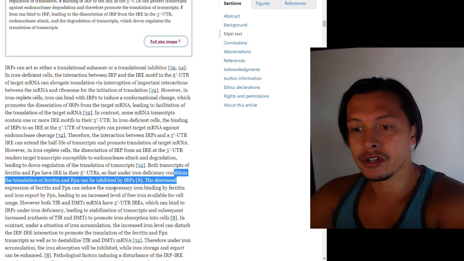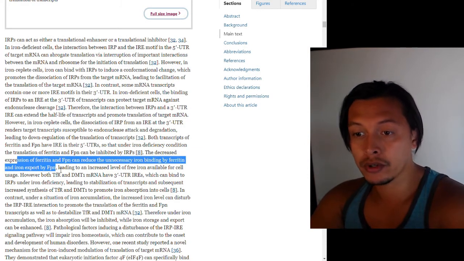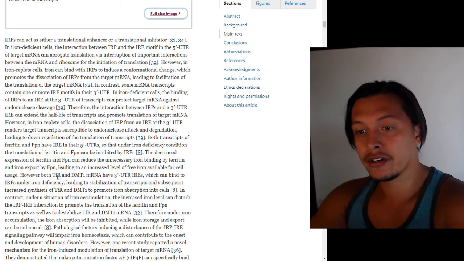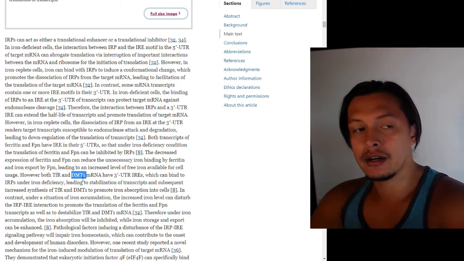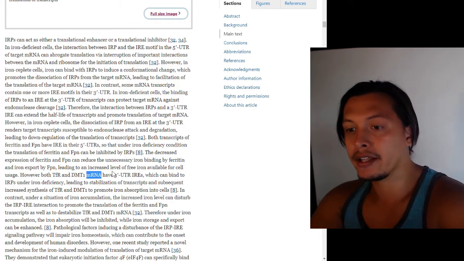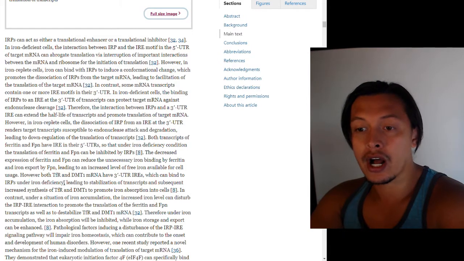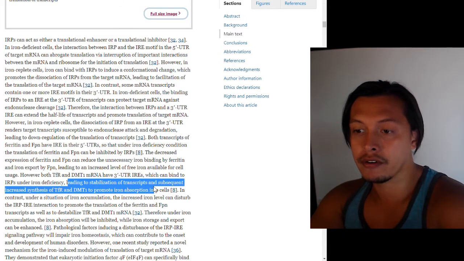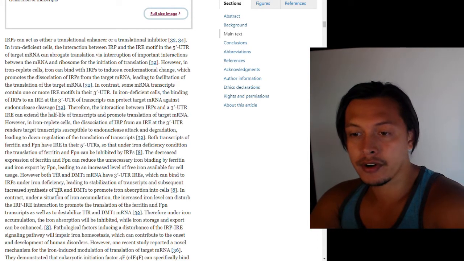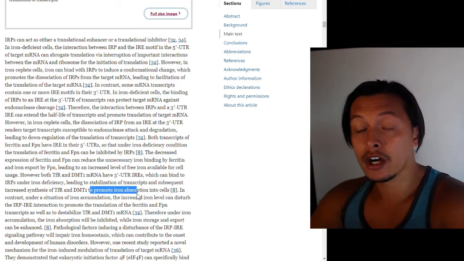Anyways, the decrease of expression of ferritin and ferroportin can reduce unnecessary iron binding by ferritin and iron export by ferroportin, leading to an increased level of free iron available for the cell usage. However, both transferrin receptor and the DMT1, which is the divalent metal transporter 1, mRNA, these have the 3' untranslated region iron response elements, which can bind to the IRPs under iron deficiency. This is leading to the stabilization of transcripts and subsequent increased synthesis of transferrin receptor and divalent metal transporter 1. And this promotes iron absorption into cells.